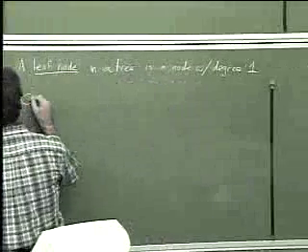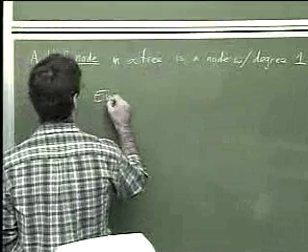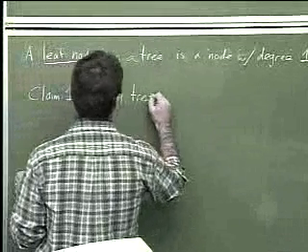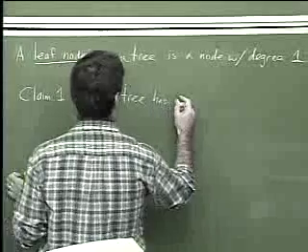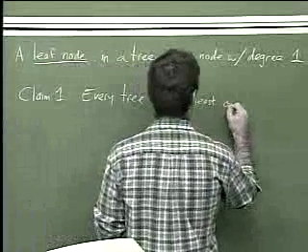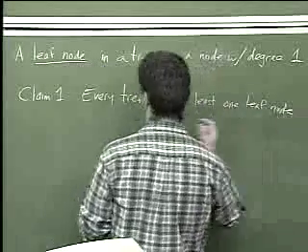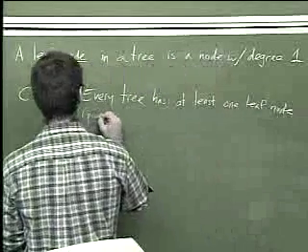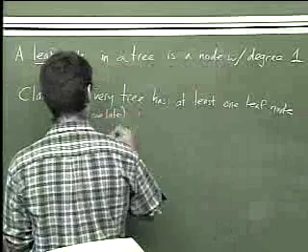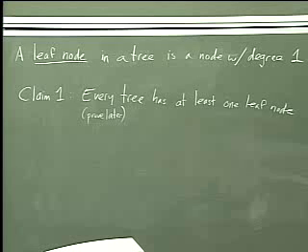Okay, so I'm gonna prove a bunch of claims. Claim 1. Every tree has at least one leaf node. Okay, we'll prove this later.